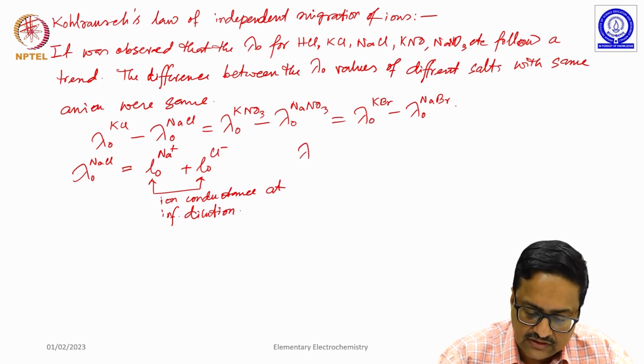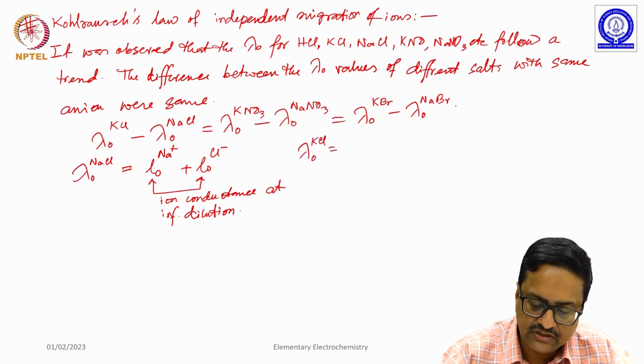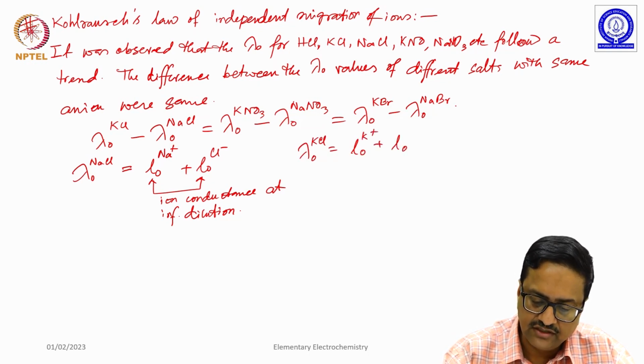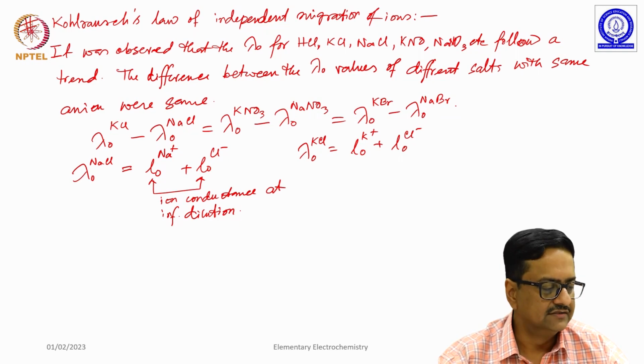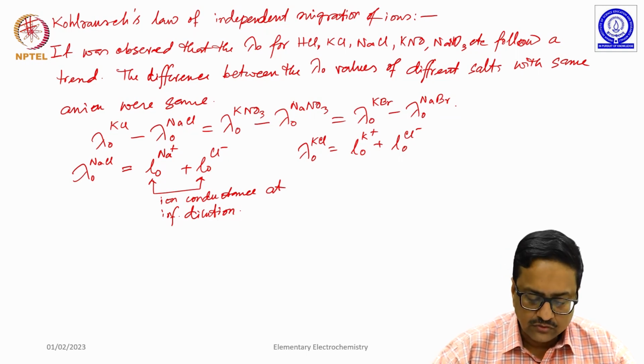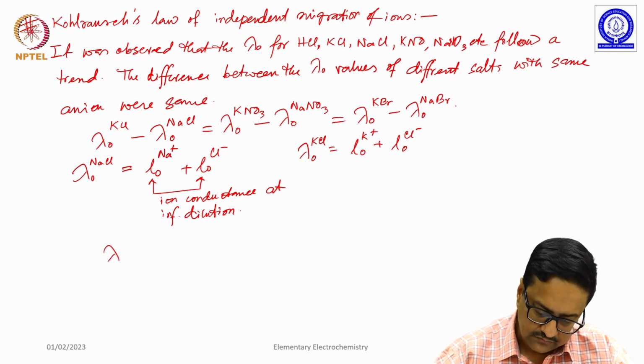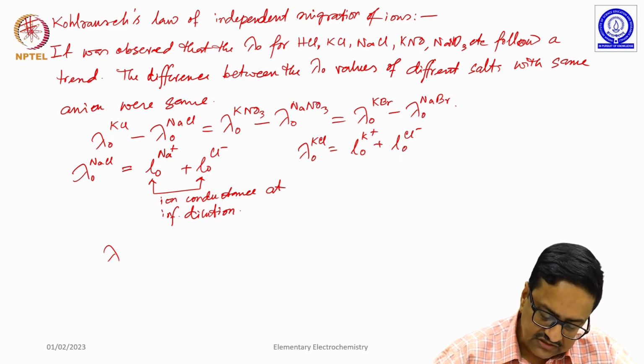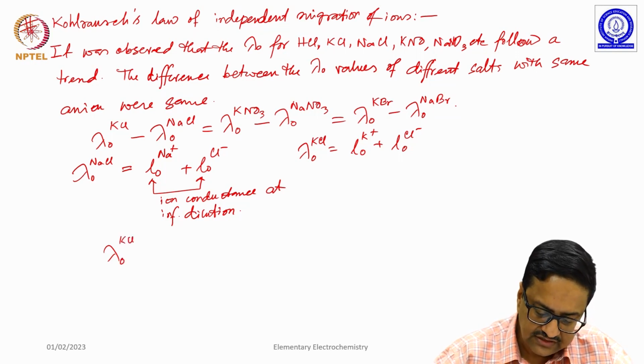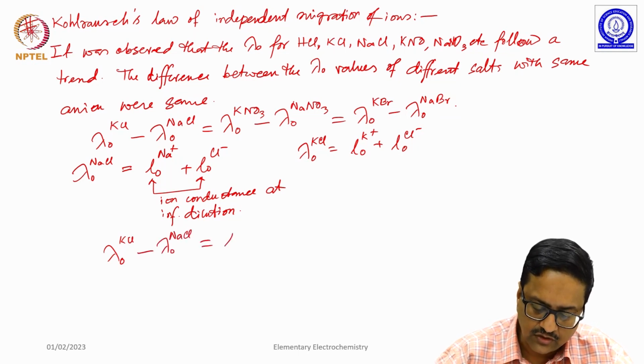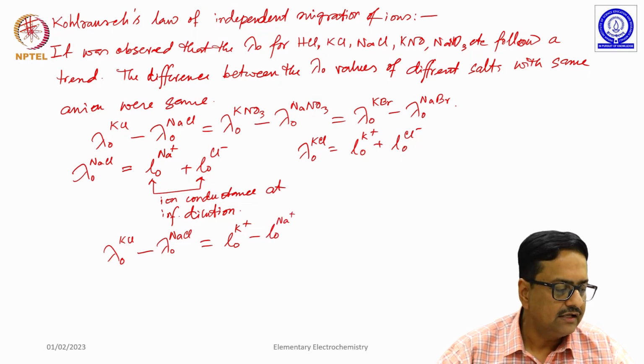That means lambda 0 KCl can be written as L0 K plus L0 Cl minus. So when you do the subtraction lambda 0 KCl minus lambda 0 NaCl, it simply turns out that you are doing a subtraction of L0 of K plus to L0 of Na plus, right?